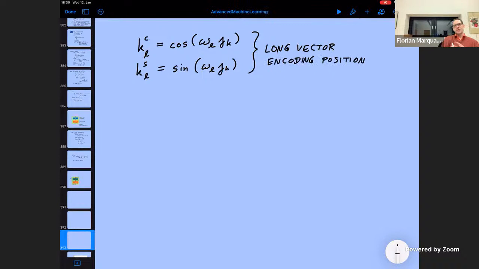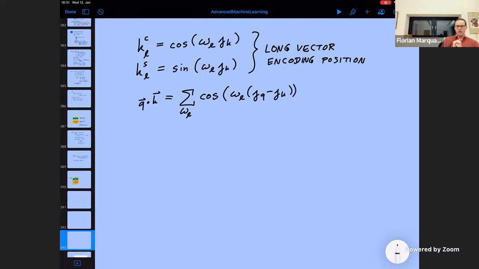And now if you do the same kind of thing for a query vector, what's the result of doing the scalar product? Well, now we get what we got previously, but we additionally sum over all the possible frequencies. So we have a sum over all omega_L of cosine of the difference of the query position and the key position. And so now that is much smarter.